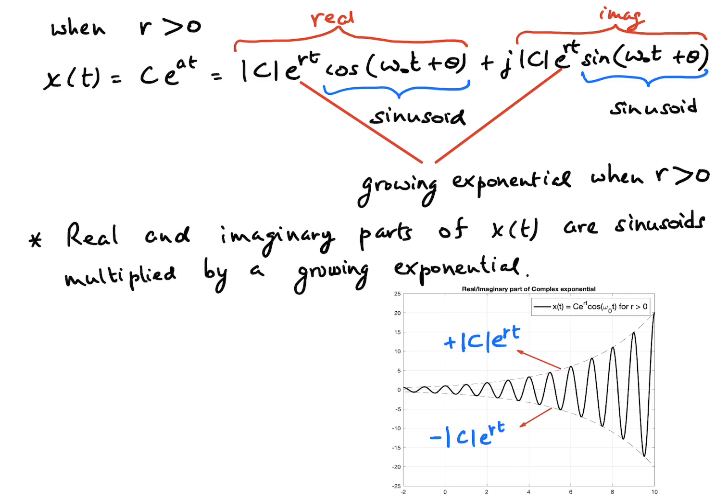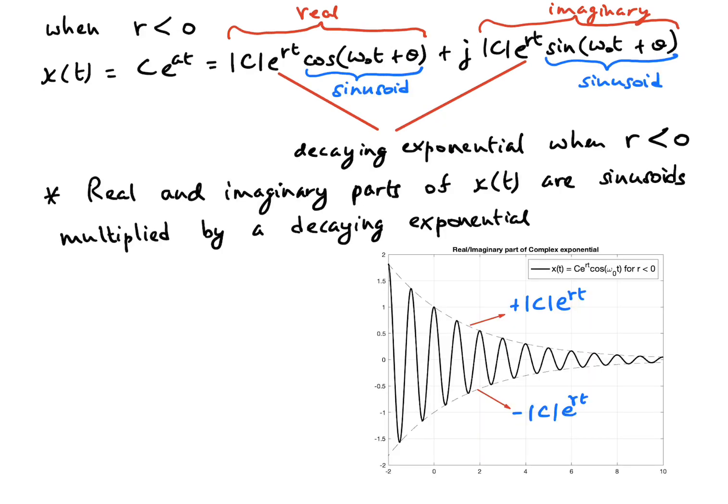Next, we will see the case when the value of r is less than 0. So we have here what happens when the value of r is less than 0, or negative. In this case, this e power rt term is going to be a decaying exponential. So as t increases, e power rt is going to become smaller and smaller. So these terms in the real and imaginary parts, e power rt, represent a decaying exponential, and that occurs when we choose r to be negative, that is less than 0.